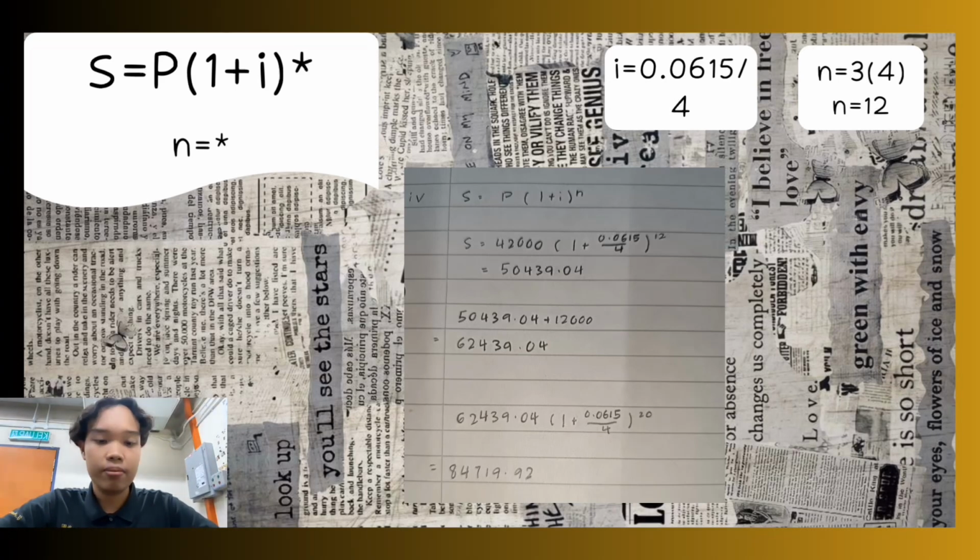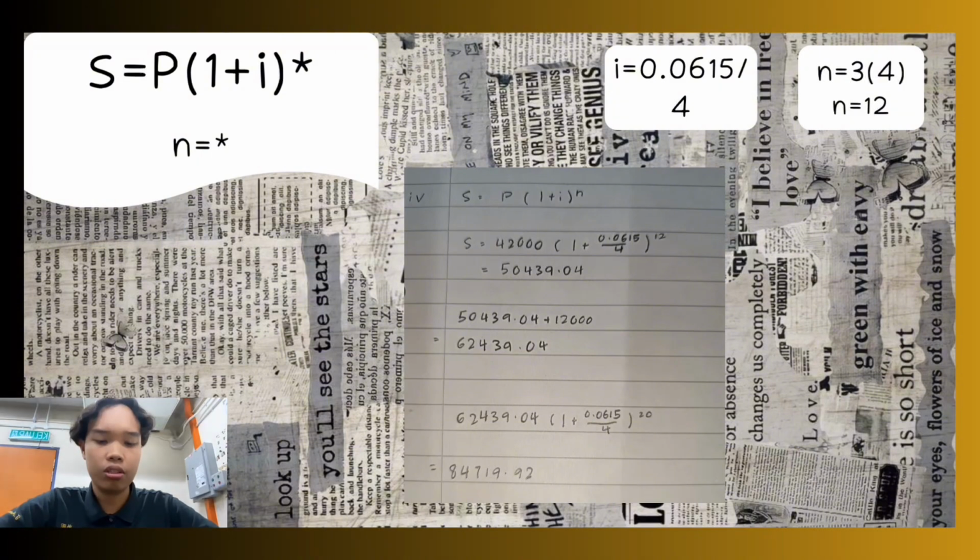The original investment is 42,000 ringgit with an investment rate of 6.15% per year, compounded 4 times a year, so we use the same formula to get the amount after 3 years. Next, she adds 12,000 ringgit. This gives a new total of about 62,400 ringgit.